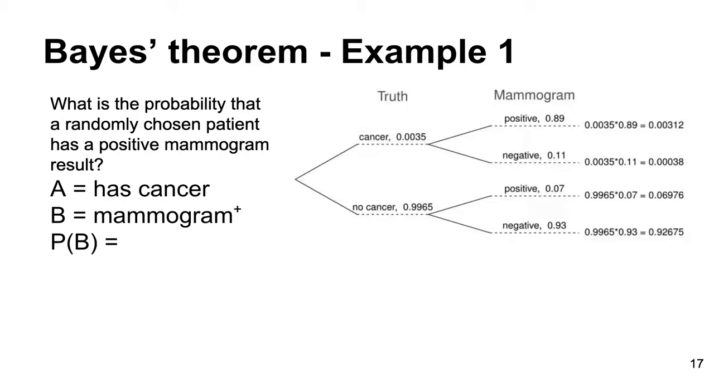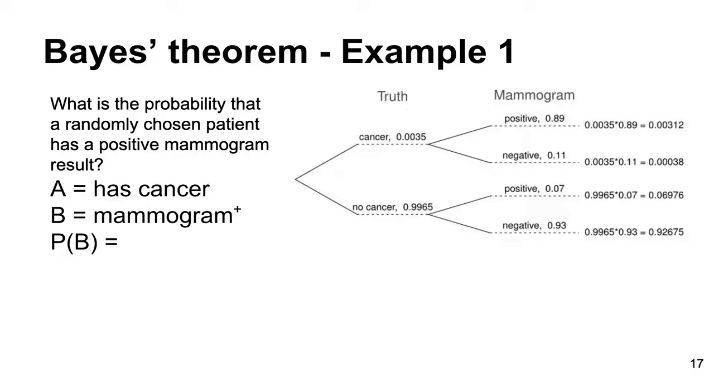Here's my example. What is the probability that a randomly chosen patient has a positive mammogram result? So I'm going to let event A be the person has cancer, and the event B is that the person has a positive mammogram. The first question that we will ask in this scenario is, what is the probability of B? What is the probability of having a positive mammogram? So let me just explain how we get to this problem, because that's important to figuring out when we should use a tree diagram.